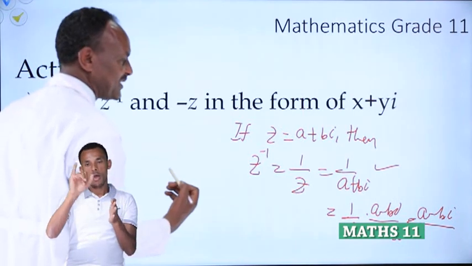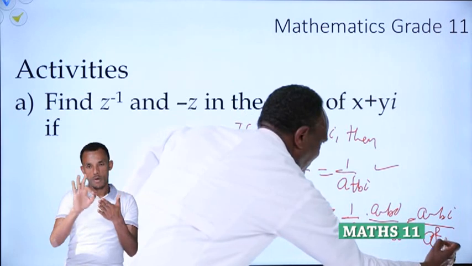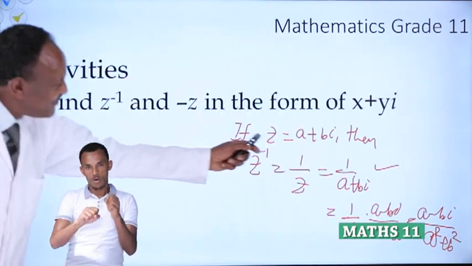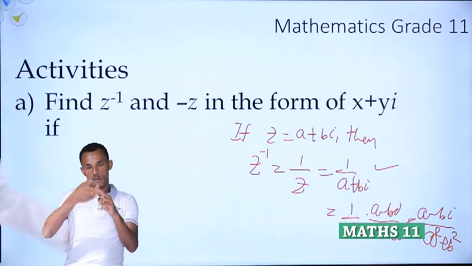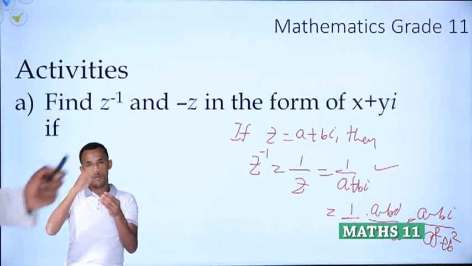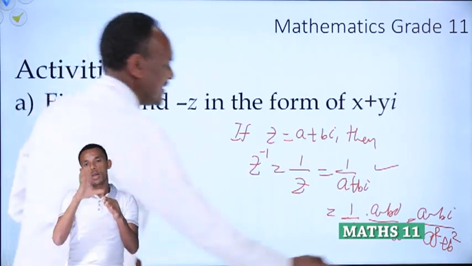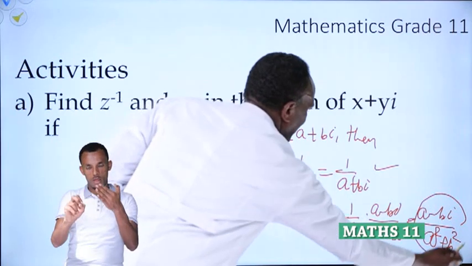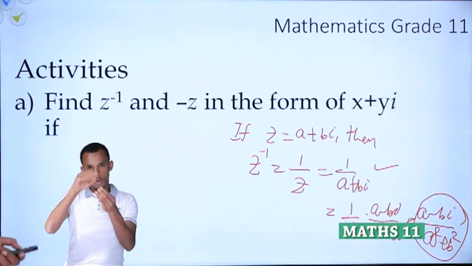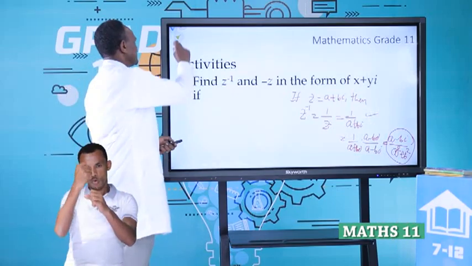Since they are conjugates of each other, the product will be a real number, a squared plus b squared. So what is the multiplicative inverse of a plus bi? You can give 1 over a plus bi. When you multiply both the numerator and the denominator by the conjugate of the denominator, you will have a minus bi over a squared plus b squared. So using this formula, we can try some exercises.